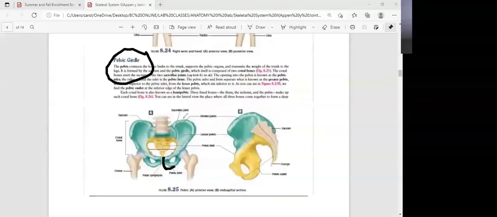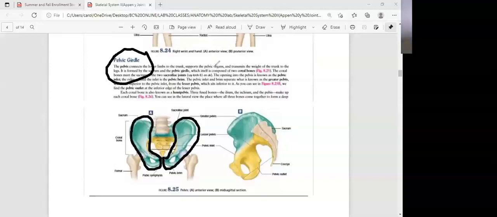This bone right here in green, that's going to be the os coxae or hip bone. This one right here is also the os coxae or hip bone. And right here in yellow, you're going to have the sacrum. These 3 bones together are going to form the pelvic area.